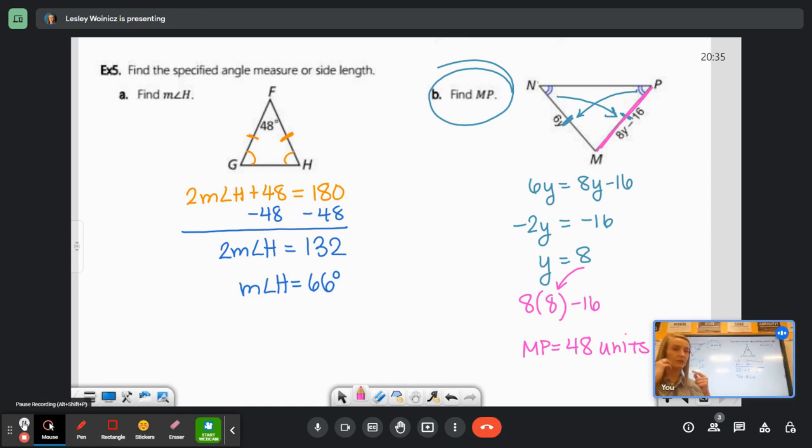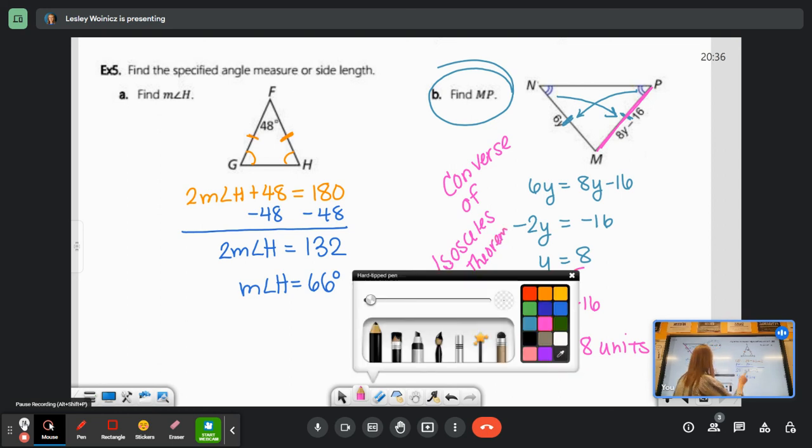Ta-da! All done. Okay, so that time we did use the converse because we started with the base angles and went to the congruent sides. So that was the converse. Let me write that down. Converse of isosceles triangle theorem.